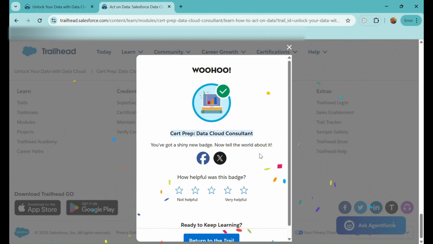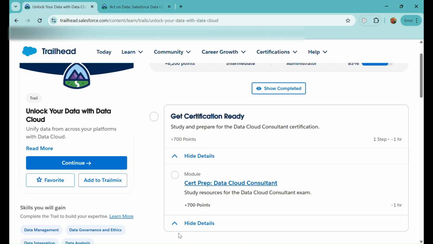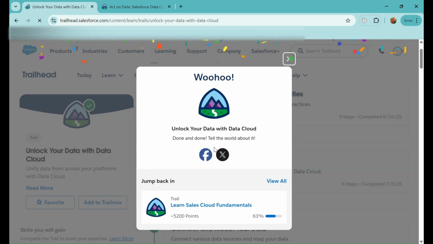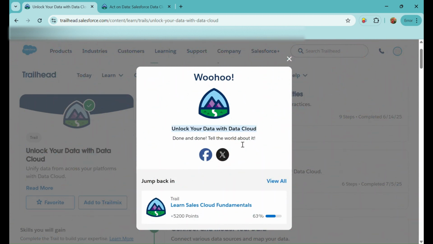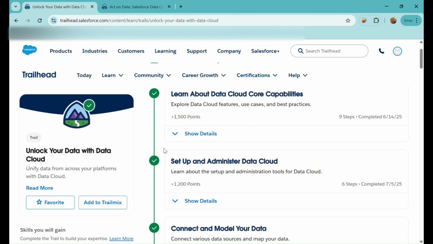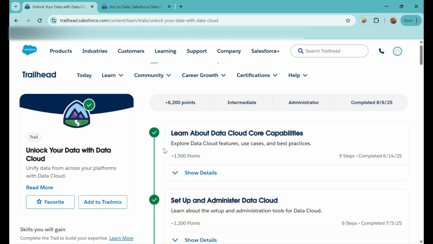It is correct, and we are done with this module, that is Cert Prep Data Cloud Consultant. So if I refresh, we should be able to see this trail mix completed. And yeah, great. So this calls for a celebration. So yeah, we are done with this whole series. We have learned a lot about Data Cloud. We have done some hands-on challenges as well, gone through a lot of theoretical knowledge, came across a lot of new terminologies about Data Cloud, but we got a much better overview on this.